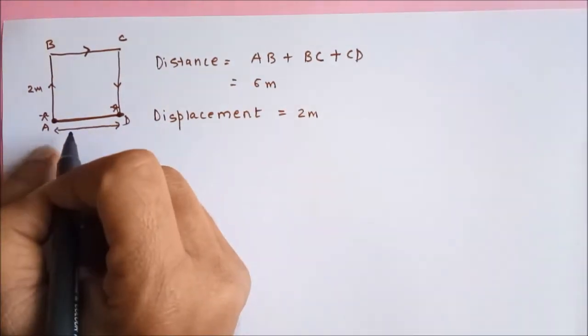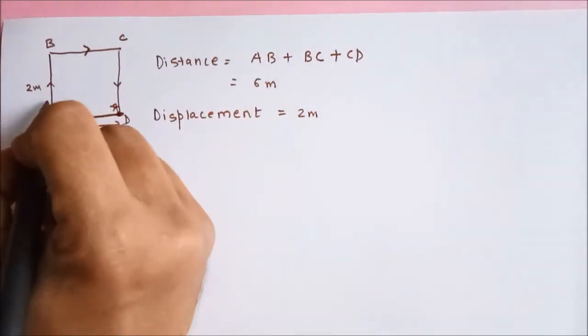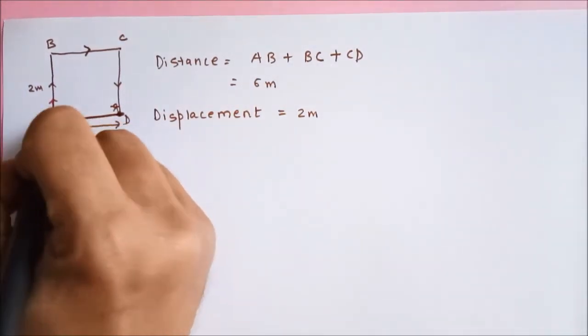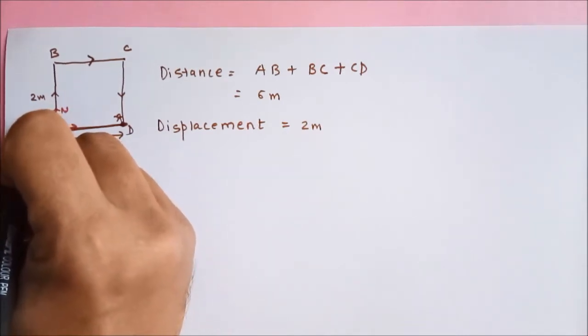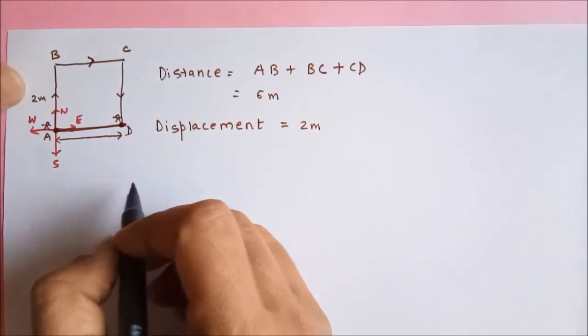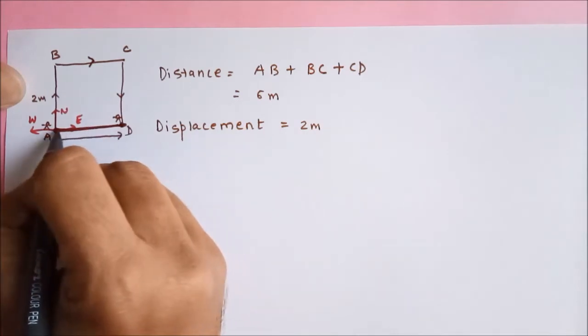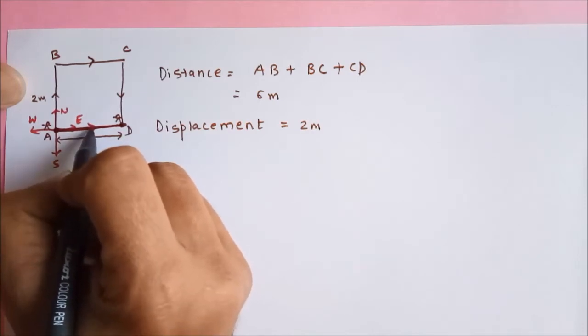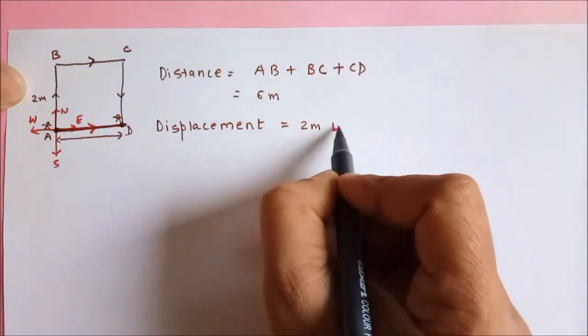Now we are supposed to assign the direction. As we discussed earlier, from the starting point you draw north, south, east and west, and now you are supposed to draw an arrow whose tail is at the starting point and whose head is towards the finishing point. So this is the direction of the displacement. So it turns out to be east. That is our answer.